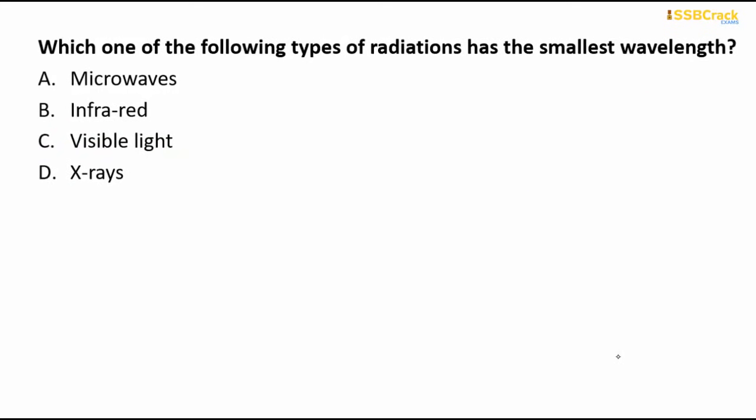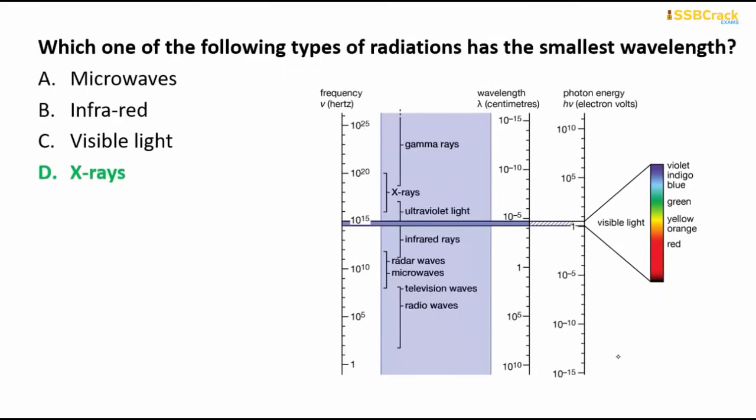Going through with the next important question: which one of the following types of radiations has the smallest wavelength? Is it microwaves, infrared waves, visible light, or X-rays? The correct answer for this is option D, X-rays. X-rays have the smallest wavelength, okay?